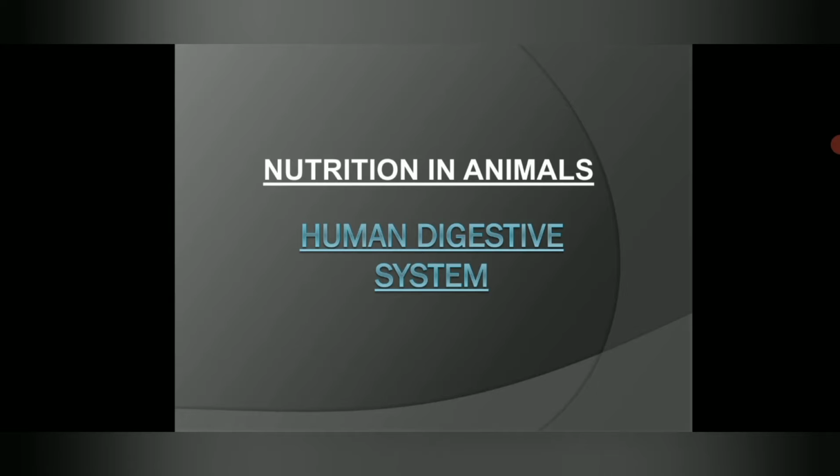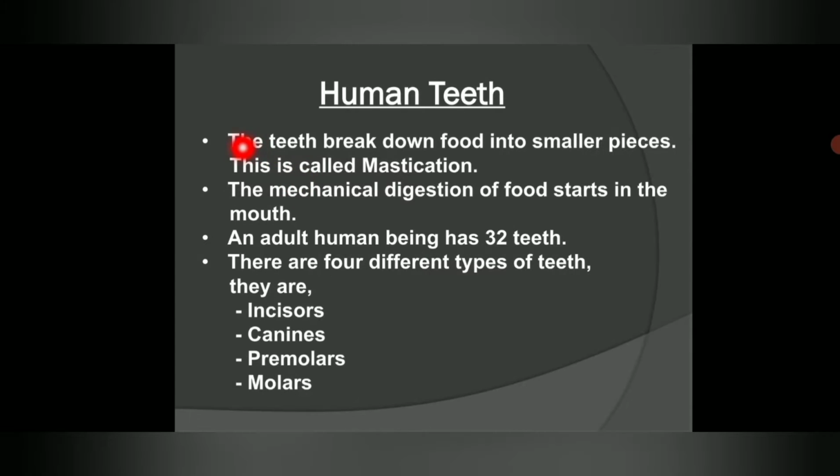The teeth are an important part of our body, right? They help us to chew and eat our food. The teeth break down food into smaller pieces, right? This is called mastication. So what is mastication? The teeth break down food into smaller pieces. Hence, the mechanical digestion of food starts in the mouth itself, right? And these teeth help us to speak clearly, correct?